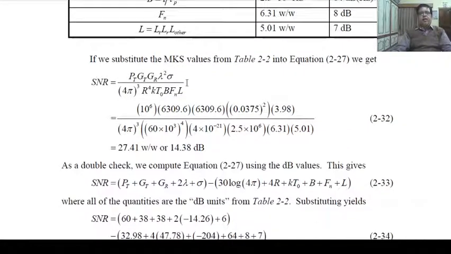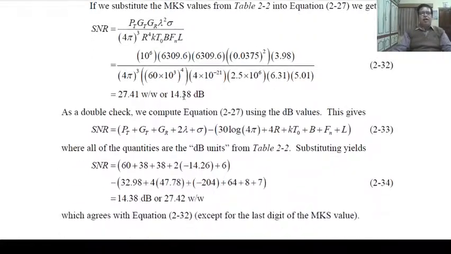The appropriate parameters are given in table 2.1, in dB units and MKS units. If we substitute the MKS values from table 2.2 in equation 2.27, we just replace the values, then SNR, signal to noise ratio, equals PT ZT ZR lambda square sigma upon 4 pi whole cube R4 KT0 B Fn L, and it comes to 27.41, or 14.38 dB. As a double check, we compute equation 2.27 using the dB values.